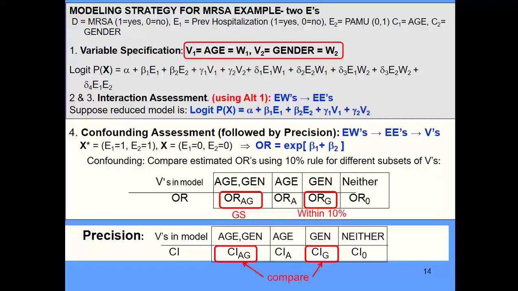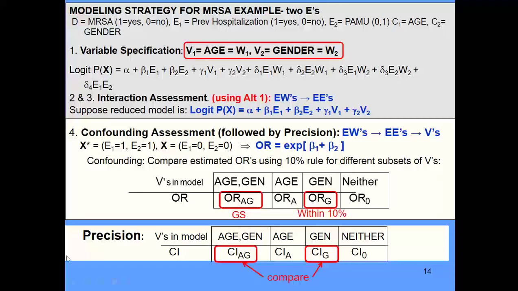And I haven't circled the other two, so what I'm saying is, of these other models, this is one where I drop gender, this is when I drop age. Of these other models, this model, when I drop age and keep gender in the model, gives me the same answer as the gold standard odds ratio. And the other ones don't. Okay?